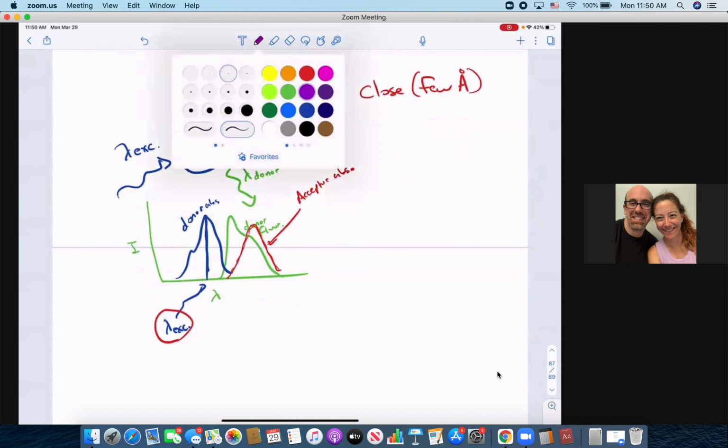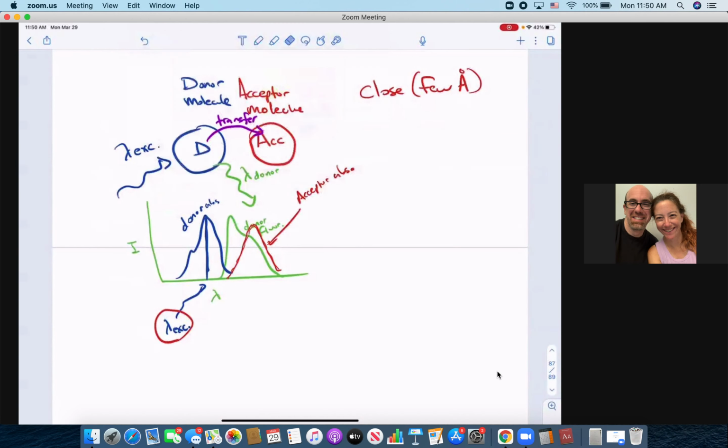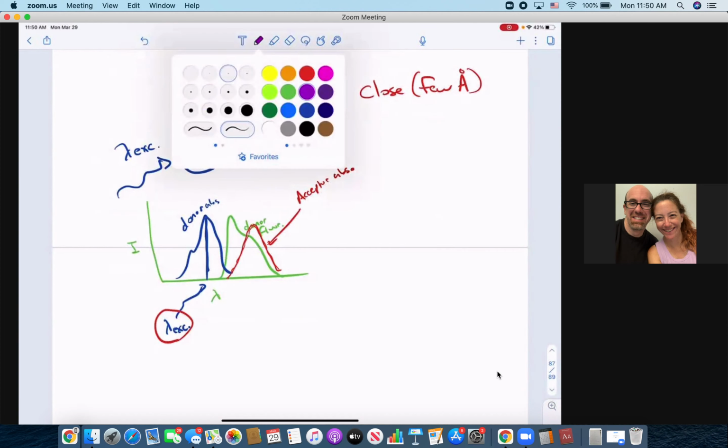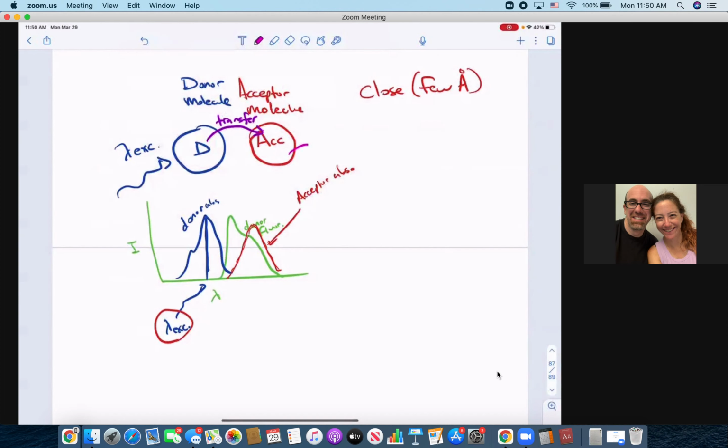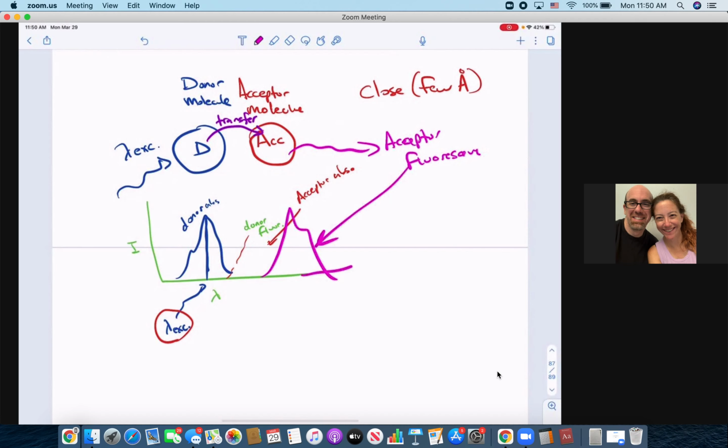And now what I get, instead of donor fluorescence anymore, instead what I get is acceptor fluorescence. So what happens spectrally is that this signal goes to 0. I still am only exciting the donor, but instead I get acceptor fluorescence.